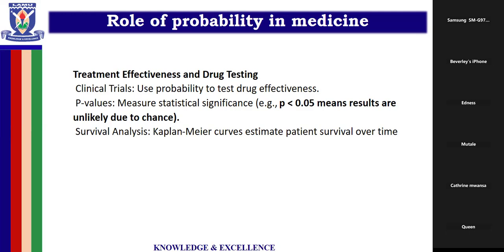Then we can also use probability in survival analysis. An example of this is the Kaplan-Meier curves, which estimate the survival of a patient over time. This is mostly used in cancer research and other diseases.